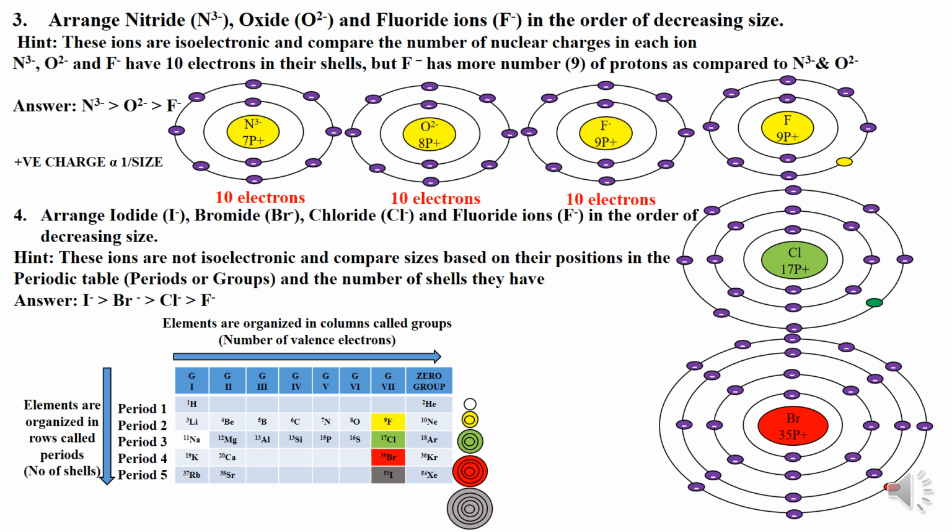So only when the given series of ions in the question are isoelectronic, you count the number of protons. If they are not isoelectronic, then you find the position of the elements in question in the periodic table and compare them with respect to the number of shells.